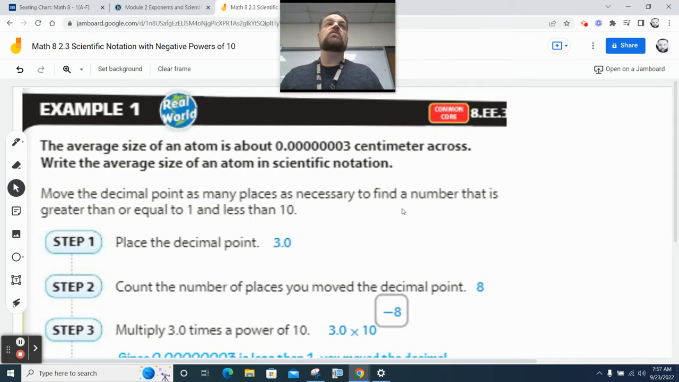Also in science, we deal with really small numbers, like what's the length of an electron? That's a really tiny, tiny, tiny decimal. So we're going to learn how to deal with the tiny, tiny numbers and do scientific notation.